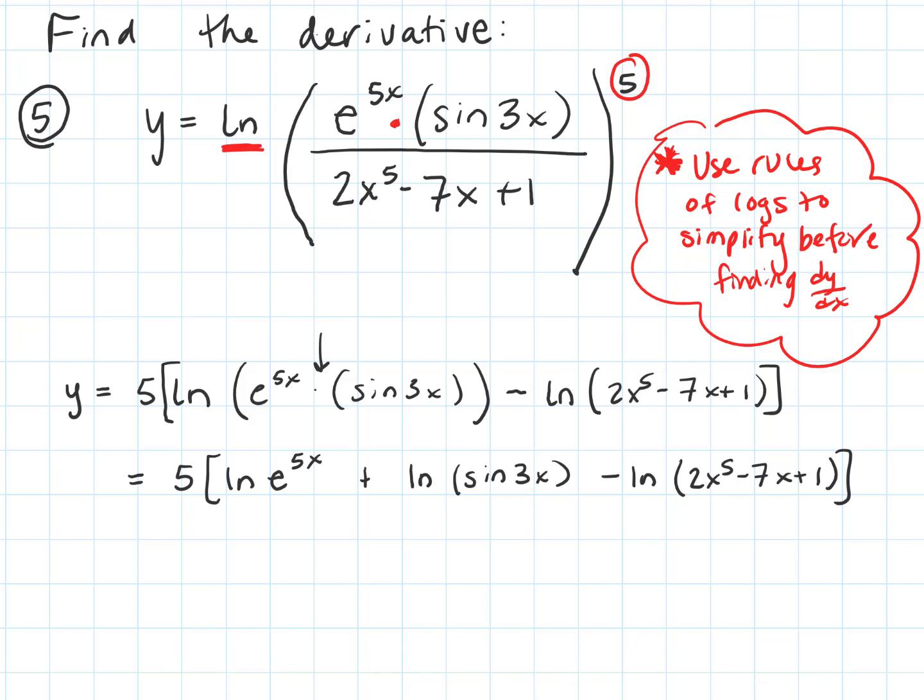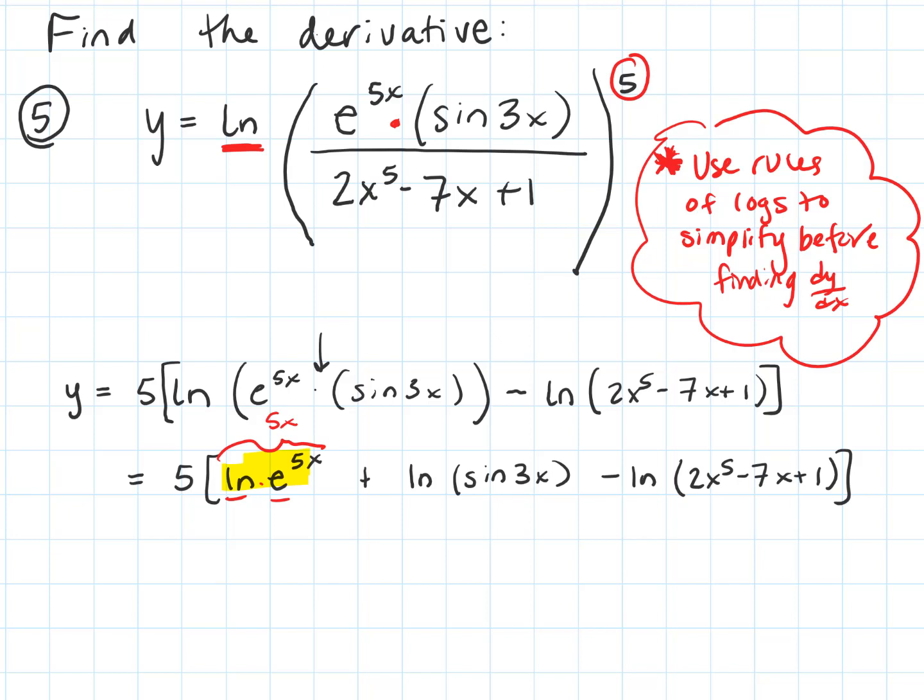And look at this piece right here. This guy even simplifies further, since it's the natural log of the same base e to the 5x. This is simply 5x. And so now we've got, I'm going to distribute the 5 actually. So it's 5x times 5. So this whole thing right here becomes just 5x, and I'm going to go ahead and distribute the 5.